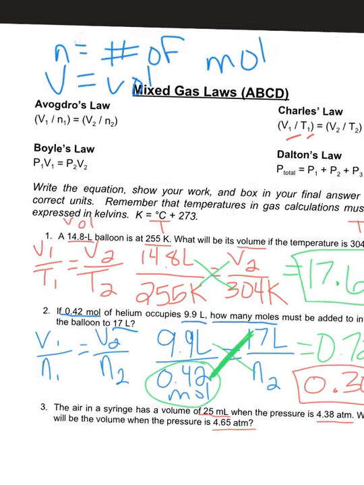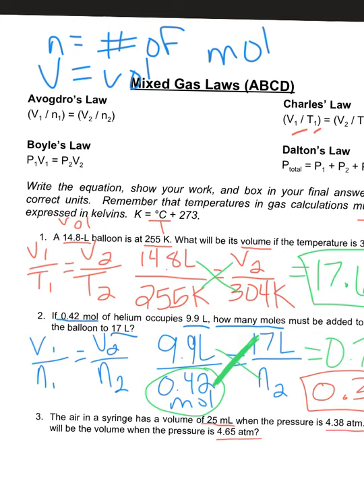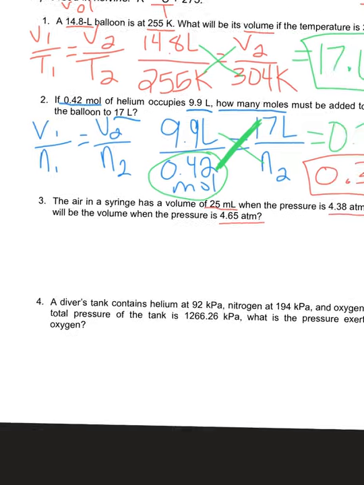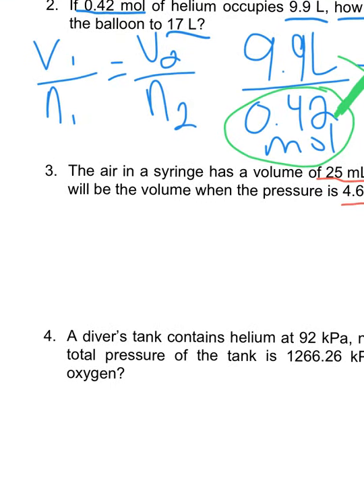Look at our equations. Volume and pressure. Which one is it? Boyle's law. Boyle's law. P1V1 equals P2V2. So that's our equation. P1V1 equals P2V2.